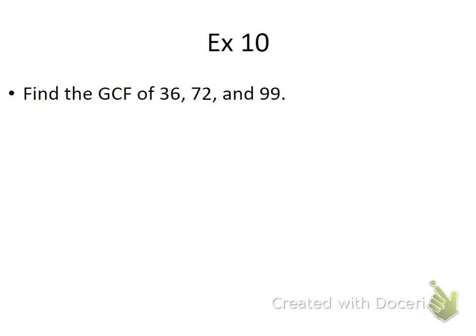All right. Now we have to find the greatest common factor of 3 numbers. Am I going to change anything about how I solve it? No. So basically, I'm going to do a factor tree for 36, 72, and 99.